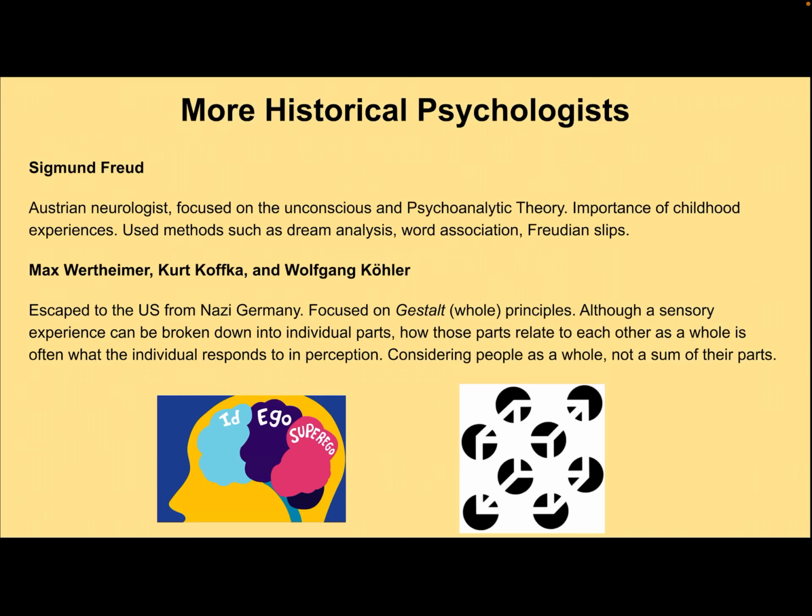He believed in psychoanalytic theory, where a lot of things had different meanings than you might think on the surface. The importance of childhood experiences, with different stages that he proposed children went through. And he used methods such as dream analysis, word association, and Freudian slips, which are when you say the wrong word by accident, but it's not totally an accident. There's actually a deeper meaning to why you mixed up your words like that.